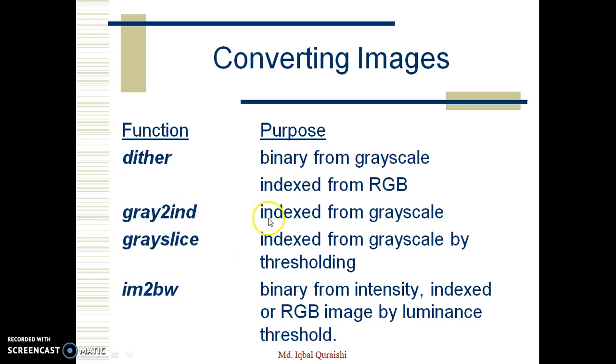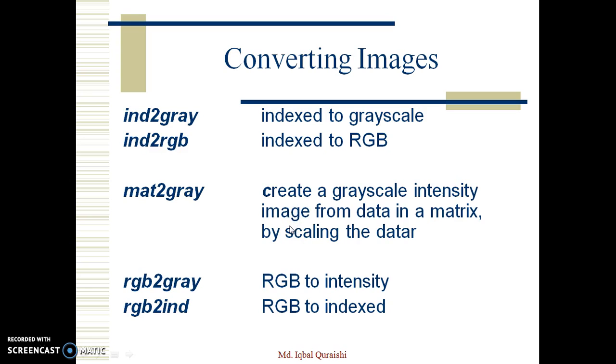So gray2ind is basically index from grayscale. Grayslice helps us convert to an indexed image from grayscale. Similarly, im2bw helps us perform an operation to get binary from intensity. I think this will be very helpful to all of you. So ind2gray, ind2rgb, mat2gray, rgb2gray, rgb2ind are all different conversion functions readily available in MATLAB.